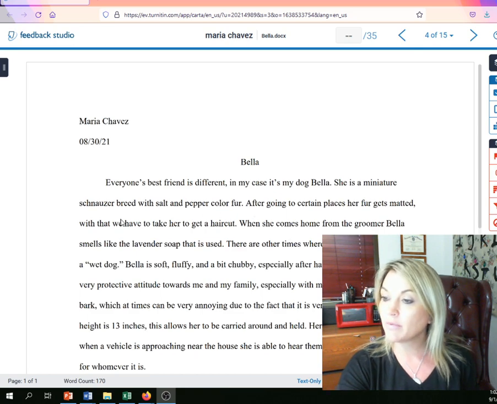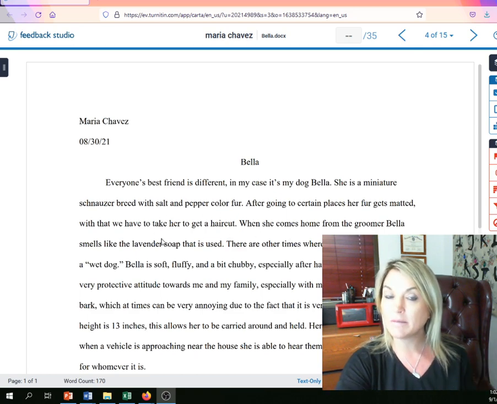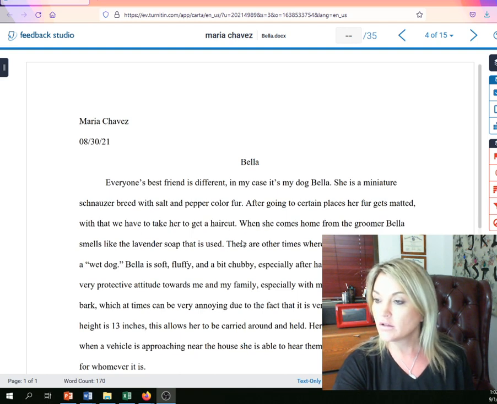Okay, so with that being said, comma splices are going to be the biggest thing that you look out for. Your format's good. Everything with this is good. So let's read on here.